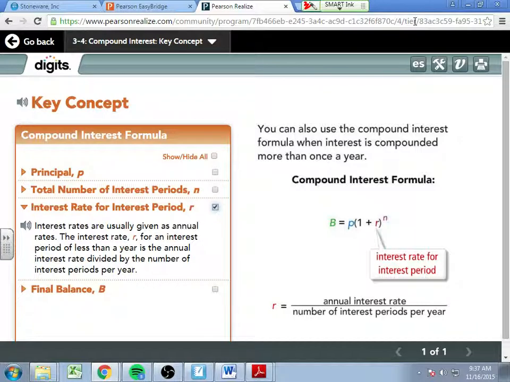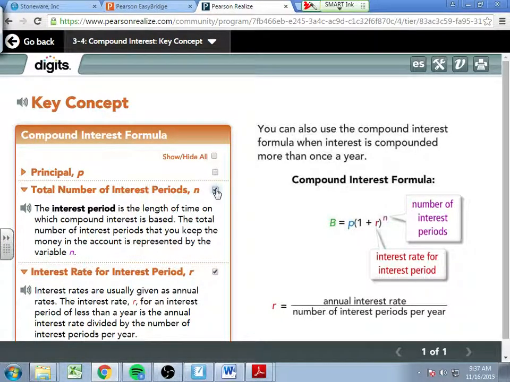So, that's why N, we don't use T for time. N is our time because it's actually the number of interest periods, which is sometimes the same as the years, but not always.